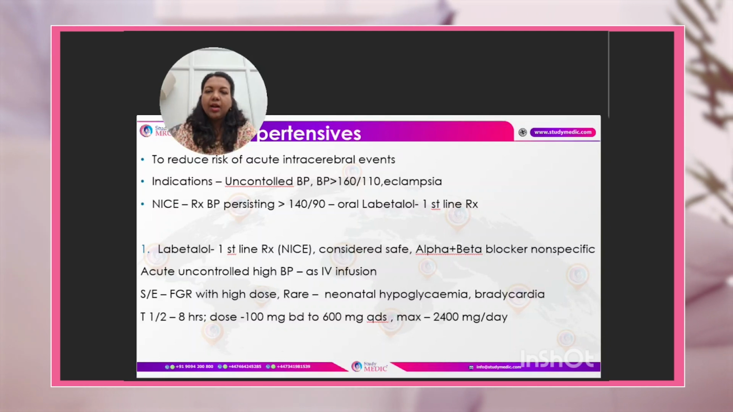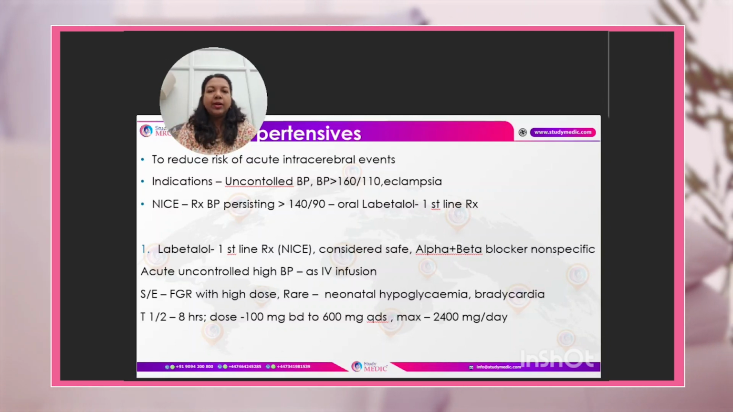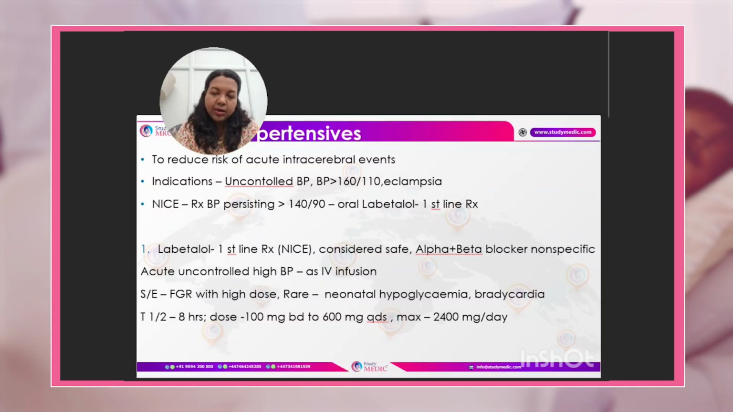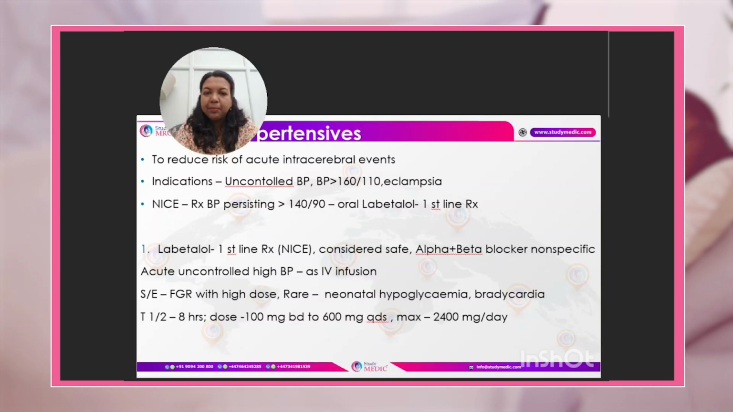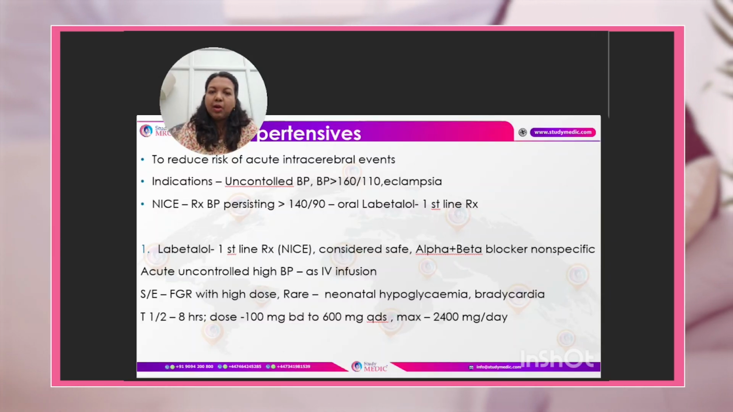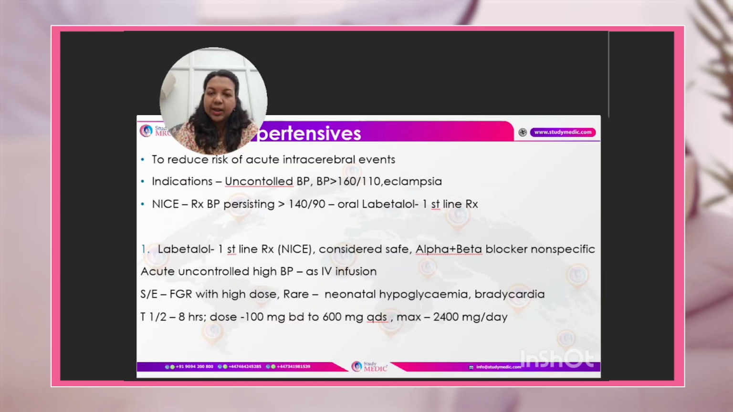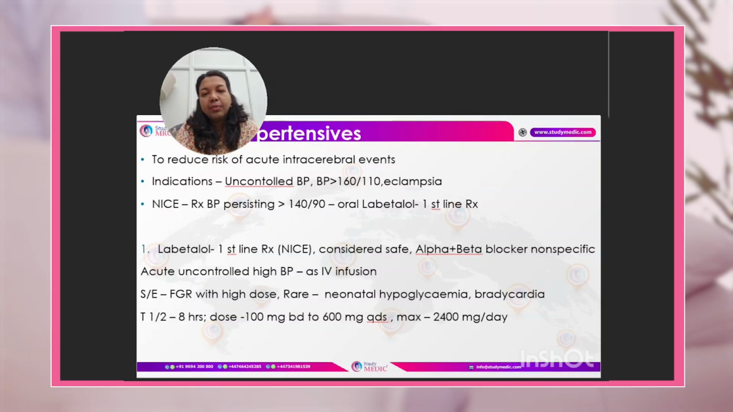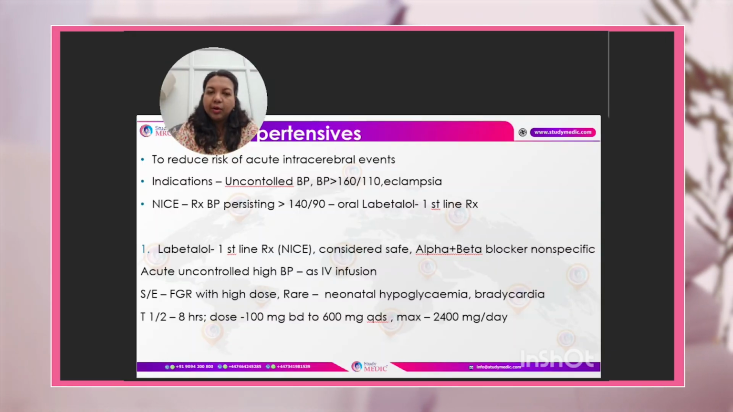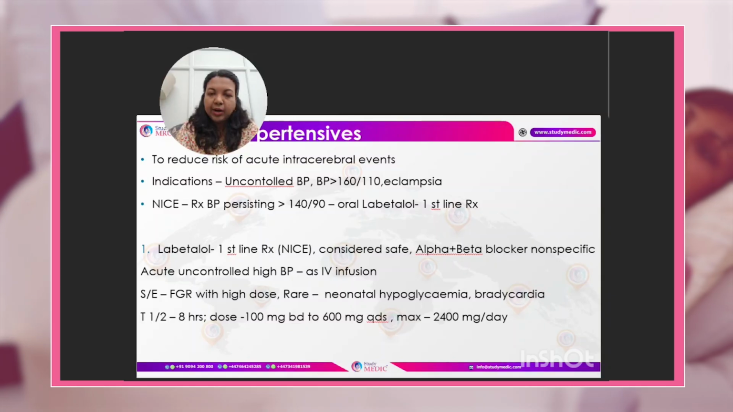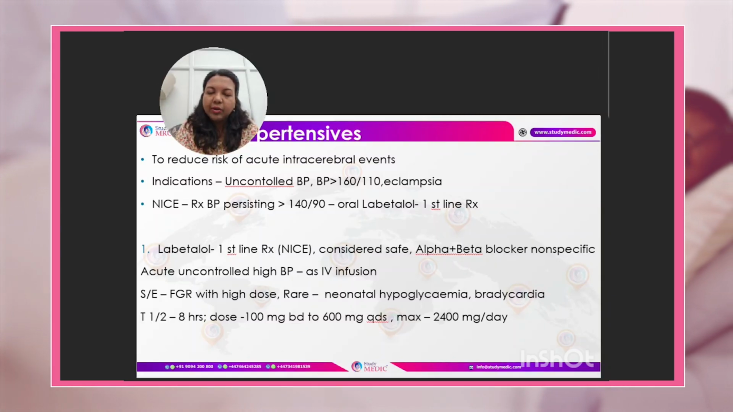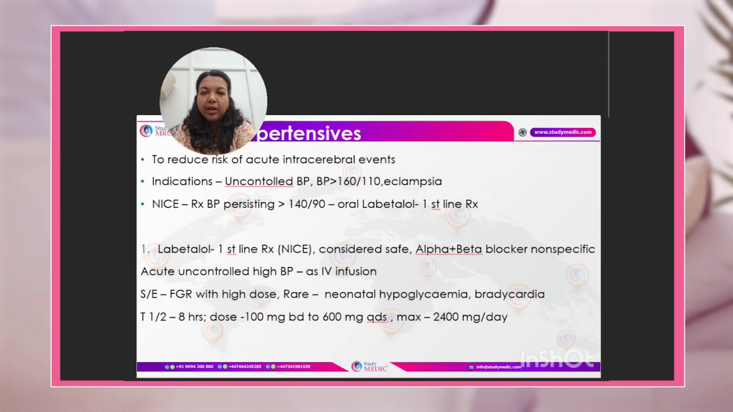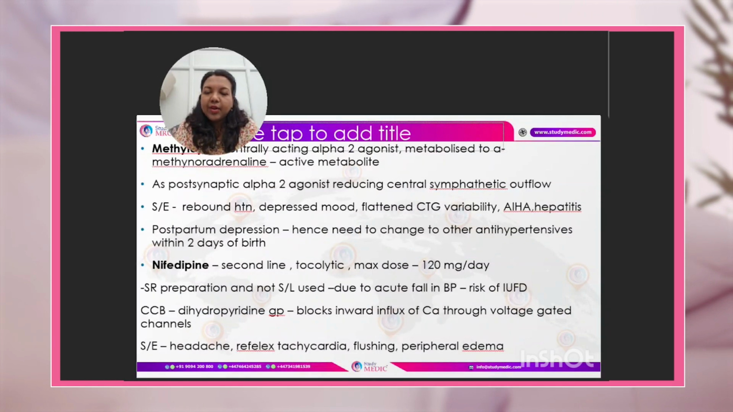the blood pressure. So as I've mentioned, according to the NICE guidelines, the first line antihypertensive is labetalol if the blood pressure is persistently more than 140 by 90 millimeters of mercury, and it is a non-selective alpha and beta blocker. It reduces the cardiac output and heart rate. The side effects, if given in high dose and for a long period starting from early pregnancy, are a risk of fetal growth restriction, bradycardia, as well as neonatal hypoglycemia, which are rare. We usually start with 100 to 200 milligrams twice daily, and a maximum of around 2400 milligrams per day can be given.